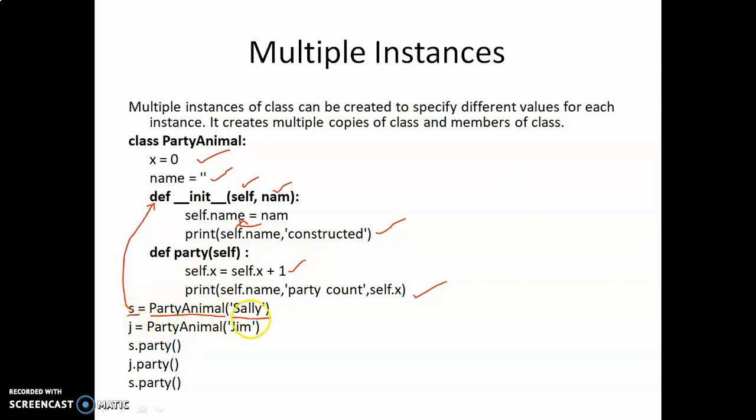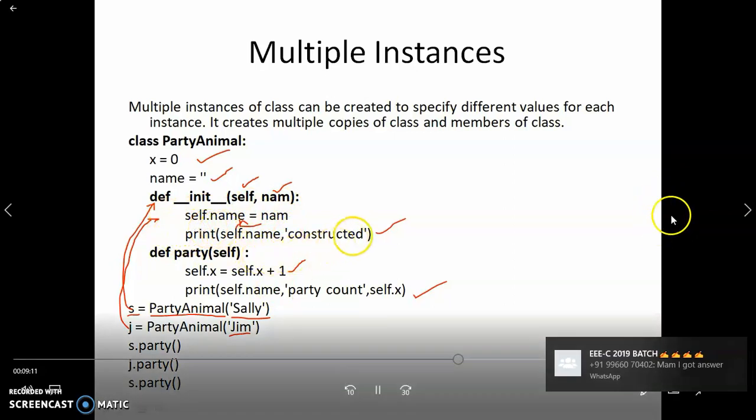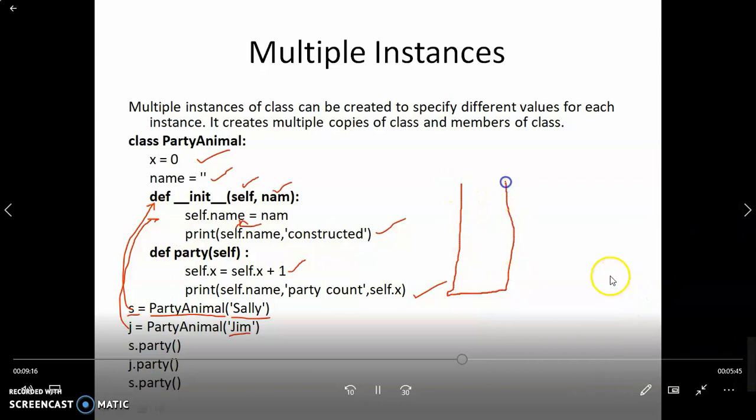And then we are creating another variable j, which is also created for the same class PartyAnimal, with the name Jim. That also calls the constructor and assigns Jim as the name for the class name variable. And this way it creates two instances. One instance is s, another instance is j.